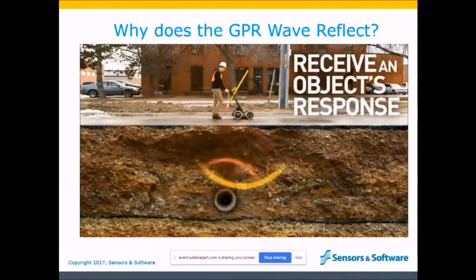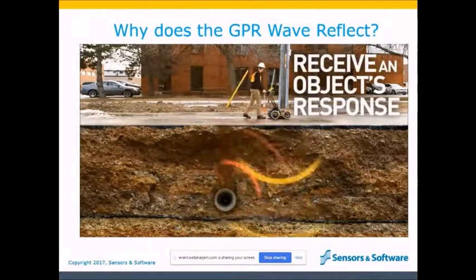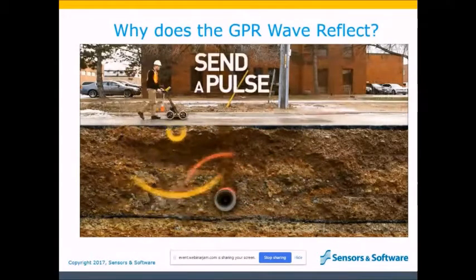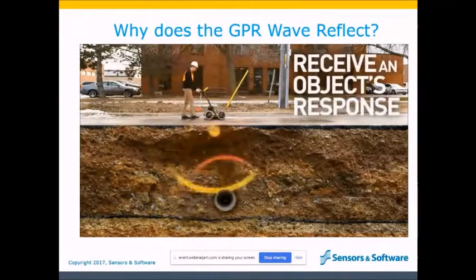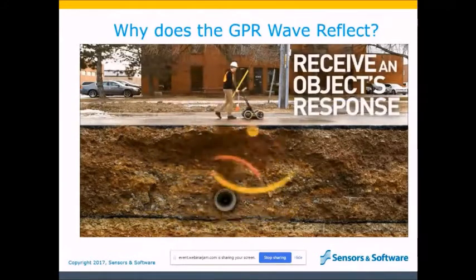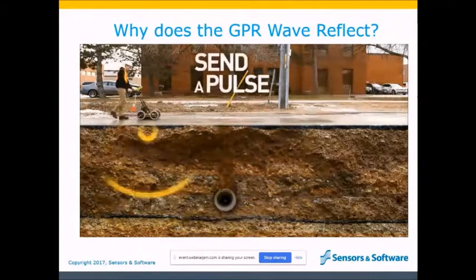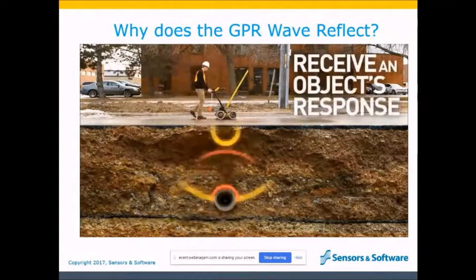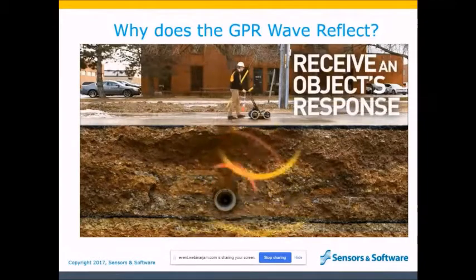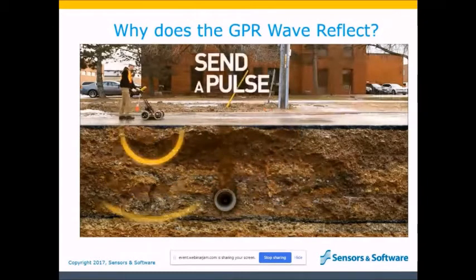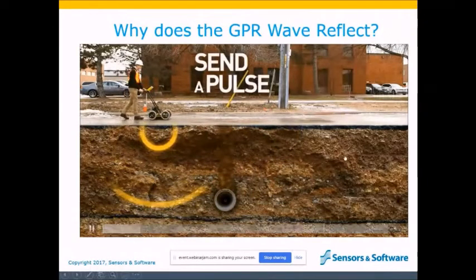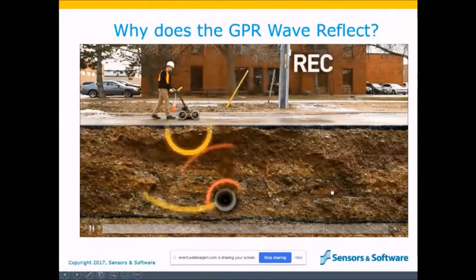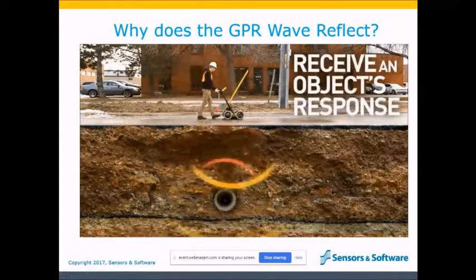GPR waves reflect when there's a contrast of materials, specifically a contrast in a material property called the dielectric permittivity. If you are interested, you can look up the details of this property. But in my mind, the details of the property or even the name is not that important to know. It's only important to understand that a change in this property is what causes GPR energy to reflect.